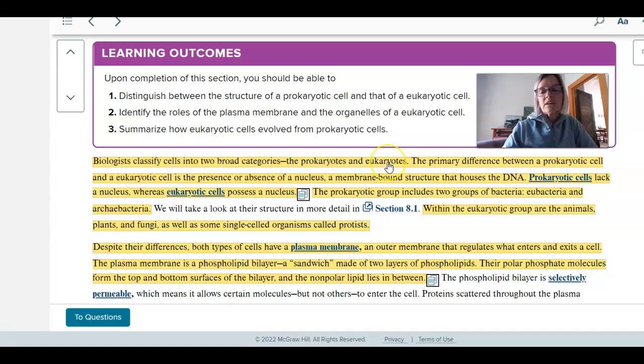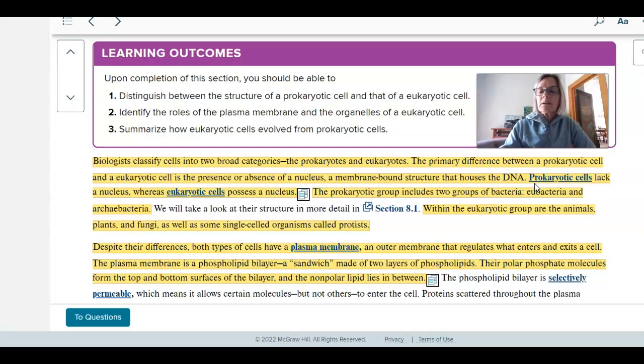Eu means true, karyot means nucleus. So these are the cells that evolved a true nucleus. And that's the first and most obvious major difference between these two kinds of cells. The prokaryotic cells do not have a nucleus and eukaryotes do. And you can see those in a light microscope like the one we would normally use in lab. The other thing that you'll notice is prokaryotic cells are much smaller than eukaryotic cells in general.